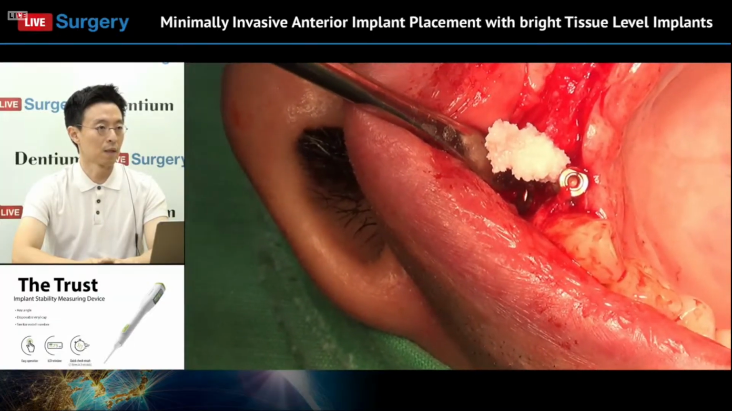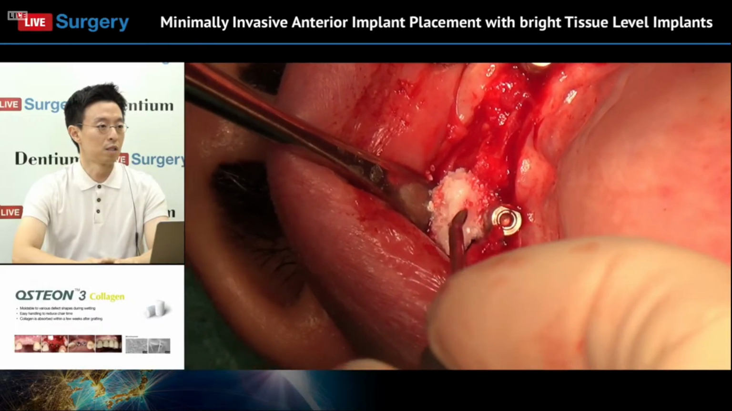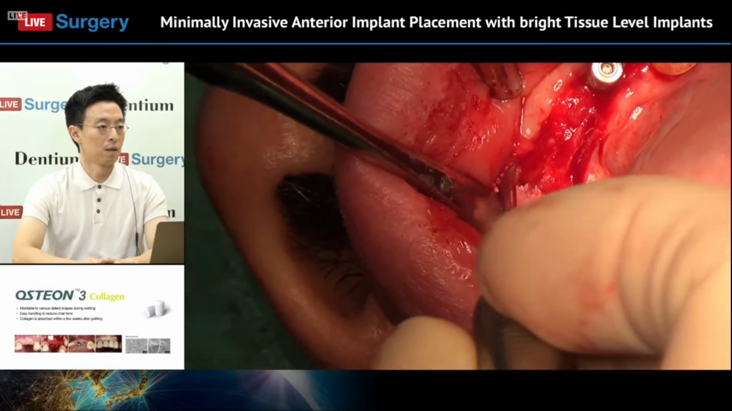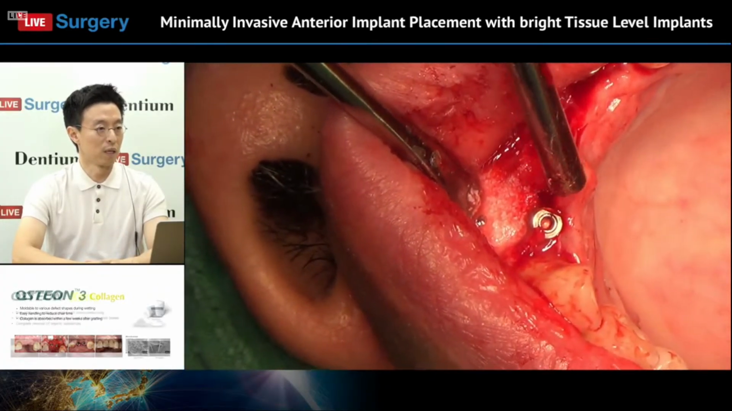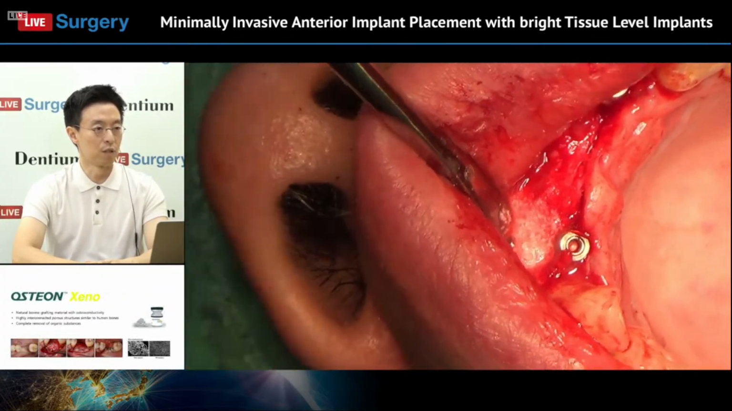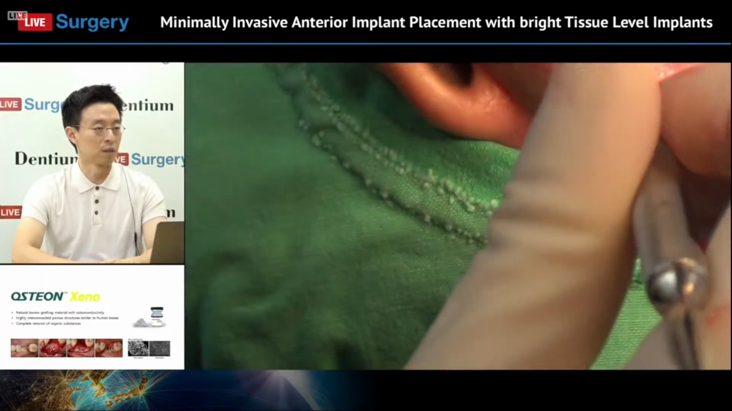and the soft tissue, the gingiva thickness was good. So in this case, I did not use the collagen membrane to cover the grafted bone.